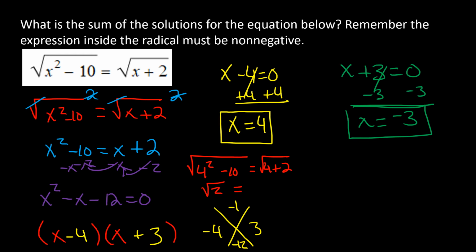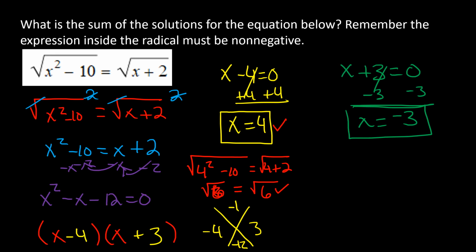we can try this here. 4 plus 2 is the square root of 6. I'm so sorry, there's a mistake here. 4 squared is not 12, it is 16. 16 minus 10 is 6. So this works. 4 works. I'm going to confuse you guys with that. Just pause. If you have any questions, let me know. Sorry, 4 squared is 16. 16 minus 10 is 6. Square root of 6 equals the square root of 6.